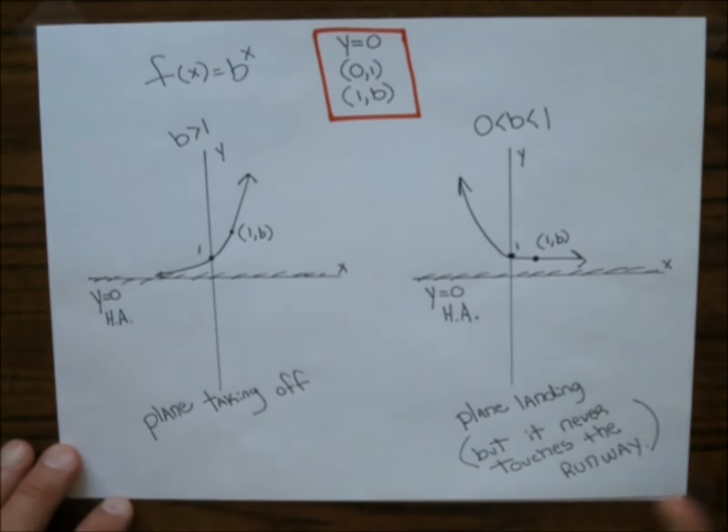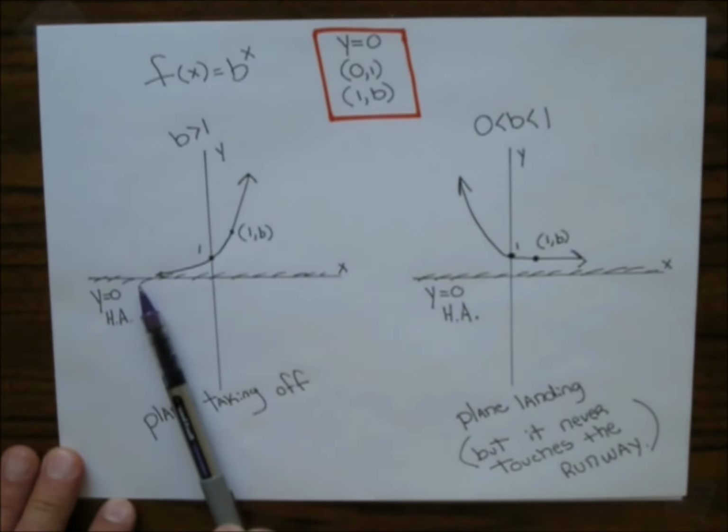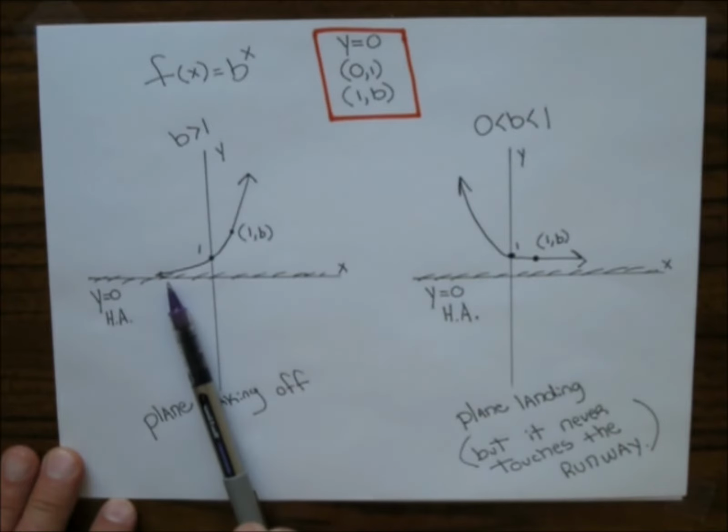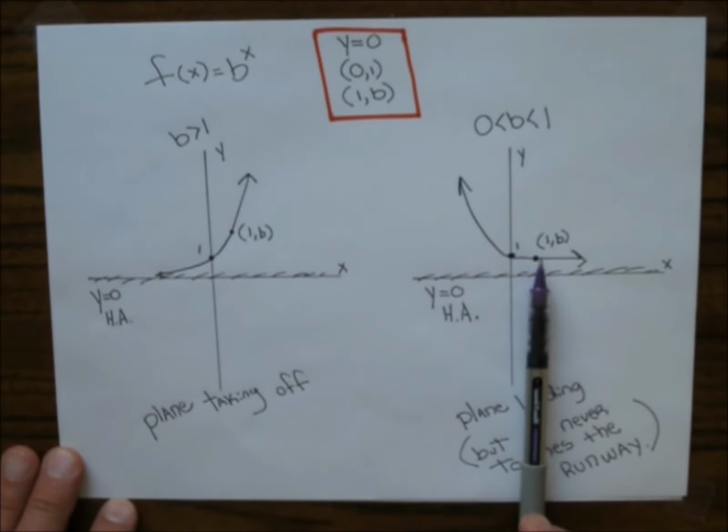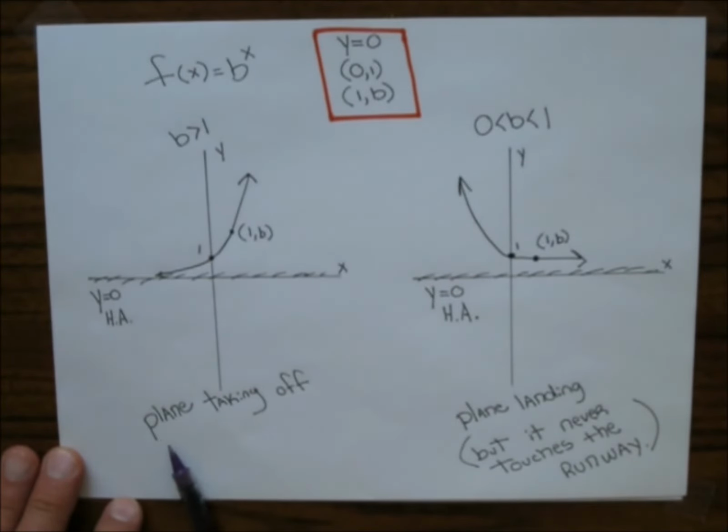So let's take a look at this. This looks just like the other two graphs I did. And your exponential graphs, we just want to say they will always look like this. Here's the plane taking off, and here's the plane landing, but it never touches the runway. So what are they going to have you do in your homework?